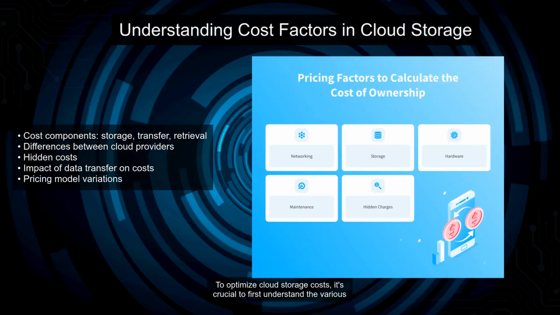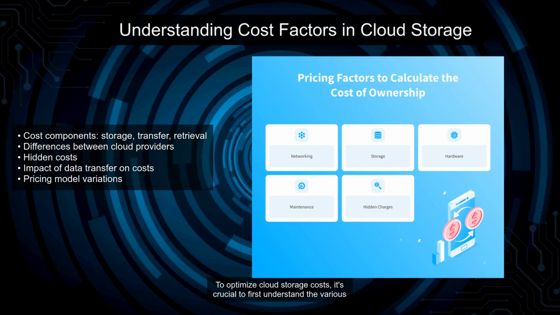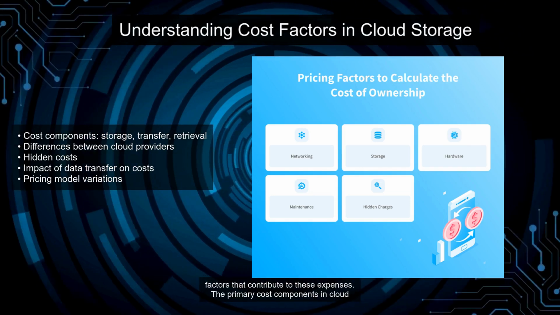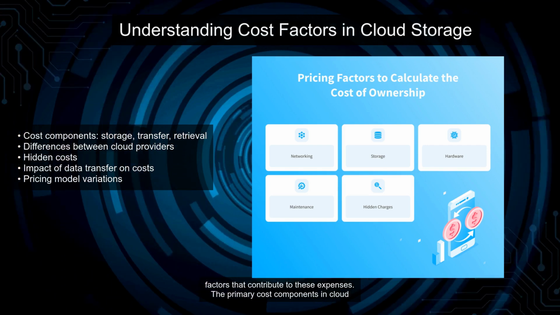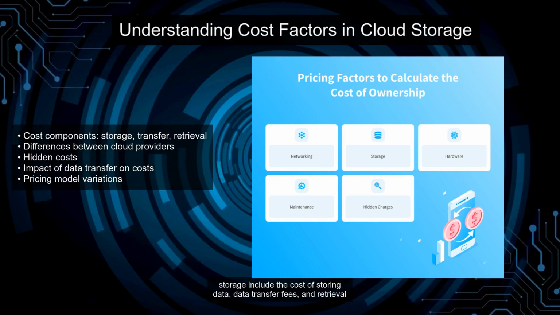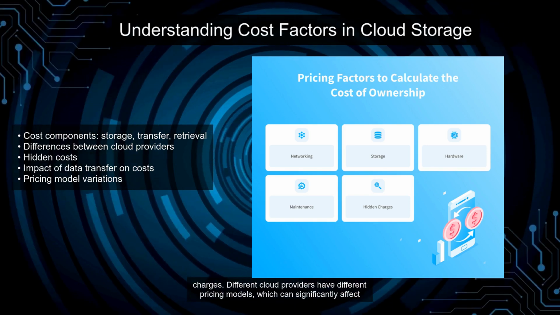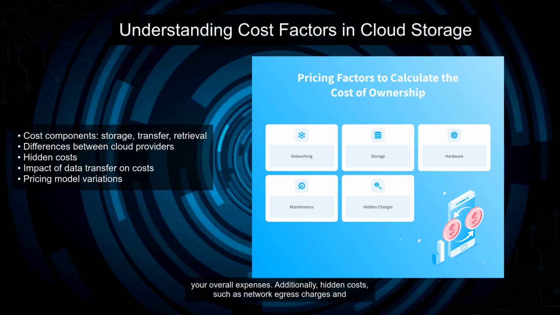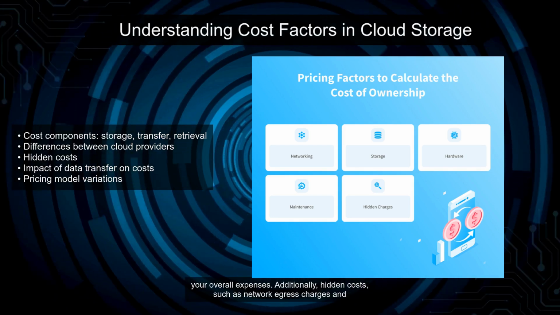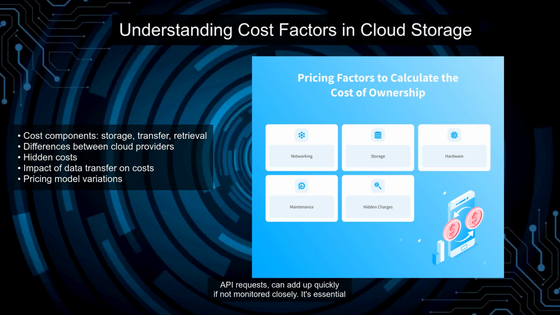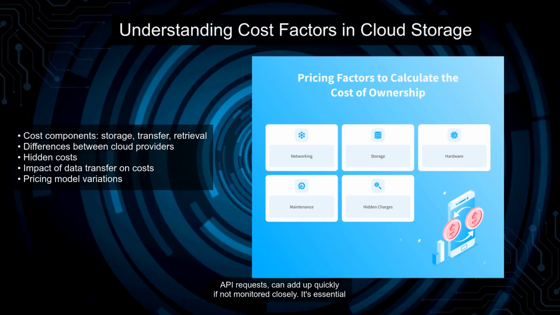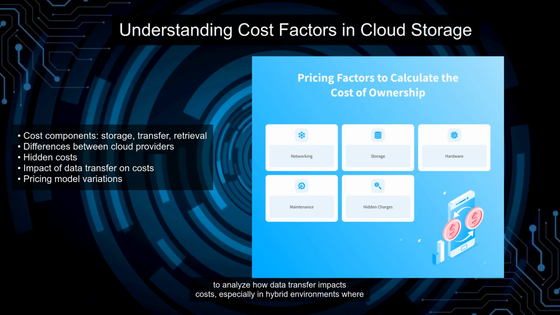To optimize cloud storage costs, it's crucial to first understand the various factors that contribute to these expenses. The primary cost components in cloud storage include the cost of storing data, data transfer fees, and retrieval charges. Different cloud providers have different pricing models, which can significantly affect your overall expenses. Additionally, hidden costs, such as network egress charges and API requests, can add up quickly if not monitored closely.